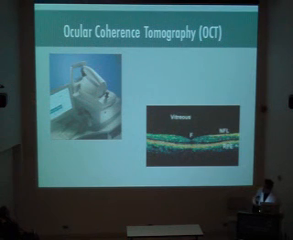Just last week, through the help of the foundation, we have a newer version of this machine, which actually shows even more details than this. This machine's about 5 years old. The new one, which hasn't been hooked up yet here, will greatly enhance what we can do. But this is a picture of the normal retina, and this is normal.